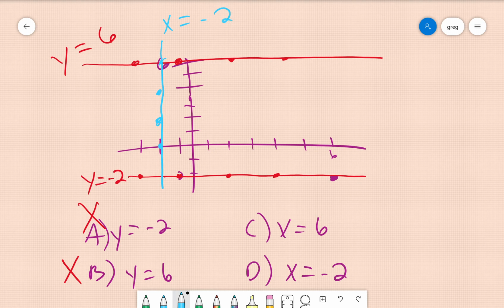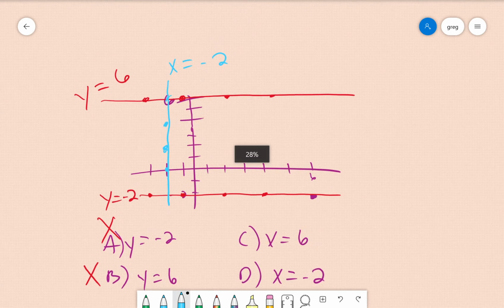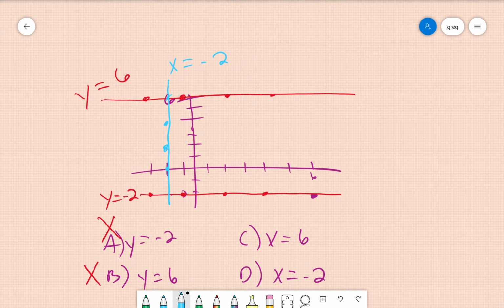Now, does that line go through that point over there? Not at all. So it's a vertical line, right? But it doesn't go through the point 6 and negative 2. But now we see, right? X equals is always going to give you what type of line? Vertical. Y equals is going to be horizontal. X equals is going to be vertical. So we see that D is incorrect because it is vertical but doesn't go through that point.